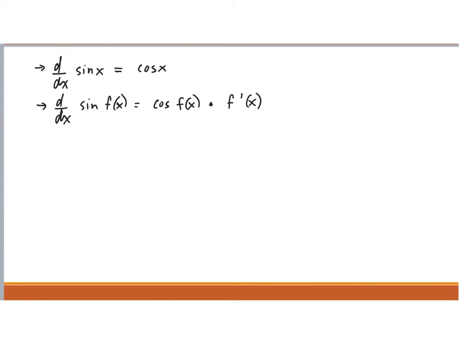Next, let's have the function sine x, and the derivative of sine x is just cosine x. And just like the previous rules, if we are asked to find the derivative of the sine of not just x but some other function in x, it would just be the cosine of f of x times whatever is the derivative of f of x.